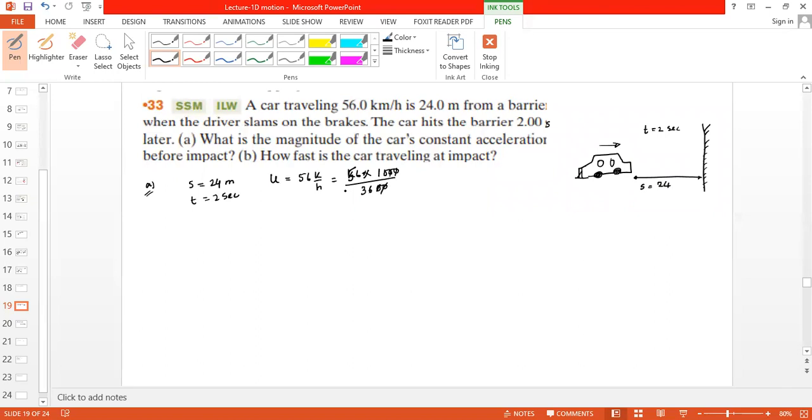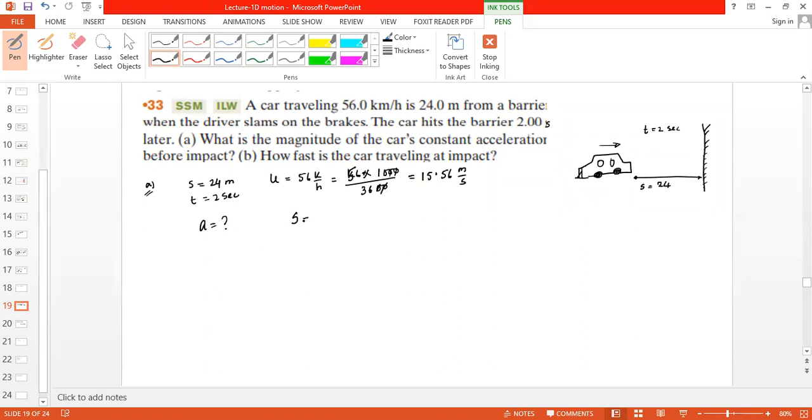So 560 by 36 equal to what? So 15.56 meter per second. It should be 15.56 meter per second. And then, so this is what I have. I have to find out what? I have to find out acceleration. So which formula should I use?